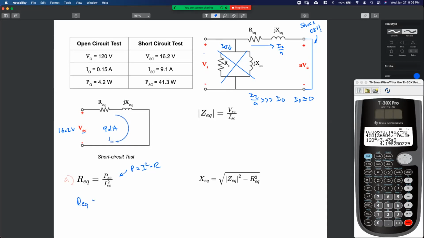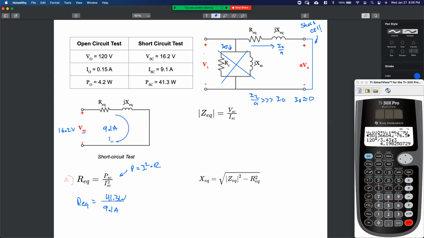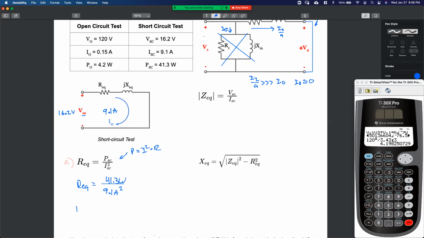So go ahead. What do you get for REQ? Let's see. Short circuit power was 41.3 watts. Be really careful. The biggest way to get these equations wrong is you forget to square them. A lot of times on my own notes, I'll even circle that square because sometimes I get in the habit of writing it too small and I miss it, so I enter the numbers wrong. All right, my calculator: 41.3 divided by I squared, 9.1 squared. Does everyone get 0.499 ohms, right? We could even just say 0.5 ohms if we want to round a little bit.